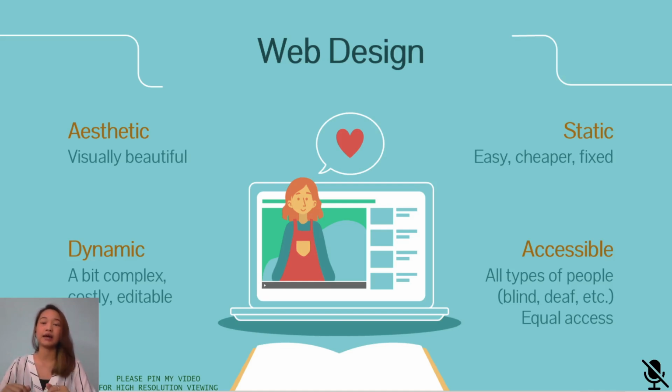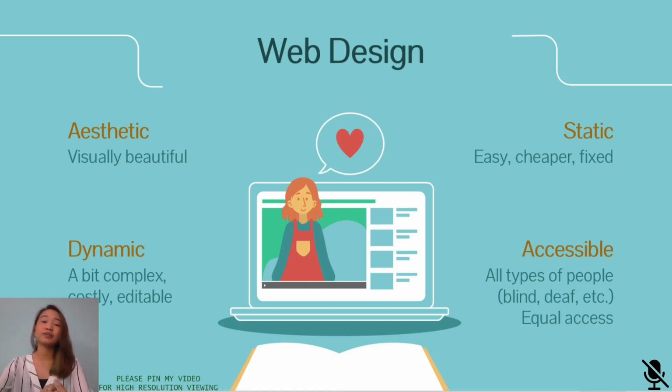There are two kinds of web design. We have static and dynamic. Static is identified as easy, cheaper, and fixed. A static website is easy, cheaper, and fixed. An example of this, back in junior high school, we were asked to make a static web page by simply putting a story in the web page. That is one example of a static web page. It has no interaction, it doesn't have other functions aside from just displaying information on your web page.